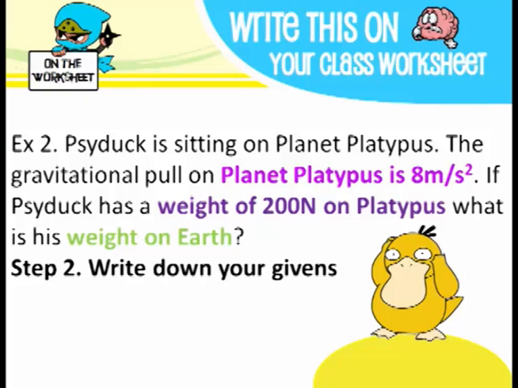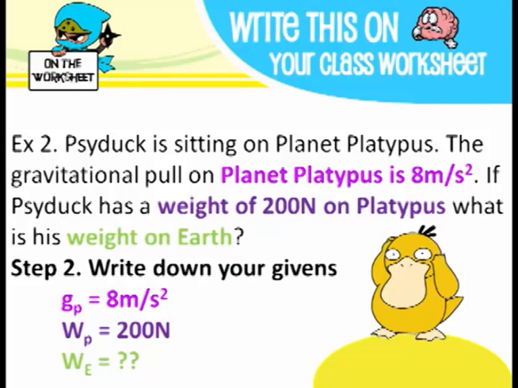So next thing we're going to do is pop out our givens. We know that our gravitational pull on planet Platypus is 8 meters per second squared. We know that we weigh 200 newtons on planet Platypus, and we want to find the weight on Earth. Earth being a key word there because Earth also implies that we know acceleration of gravity is going to be 9.8 meters per second squared. So Earth is also a key word there.